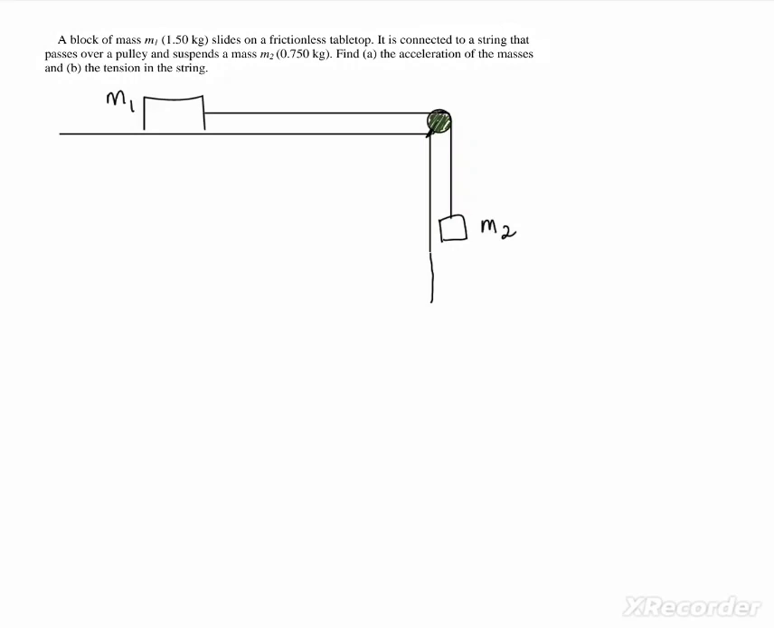So the first thing we are going to do is to look at what forces are in each of these blocks. So the first block, we can write a weight, so let's call it W1. And because this is on a table, we have a normal force, let's call it N1. And for M2, we have a weight, call it W2. There's no normal force because M2 is not on a surface.